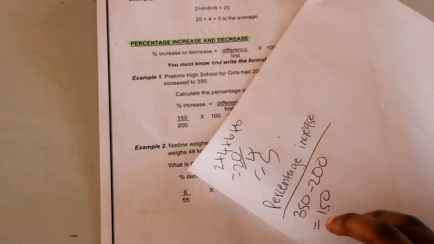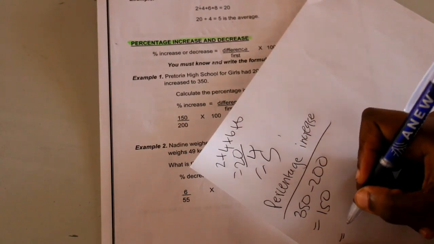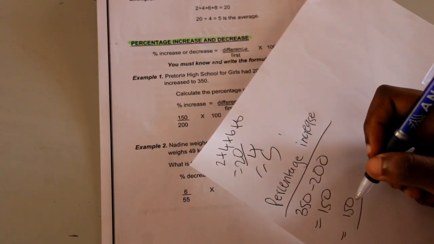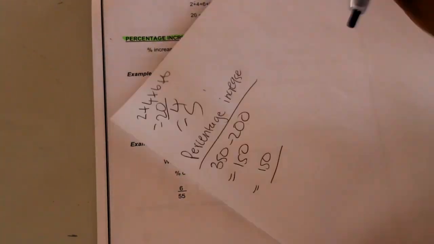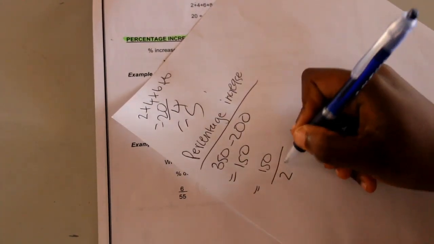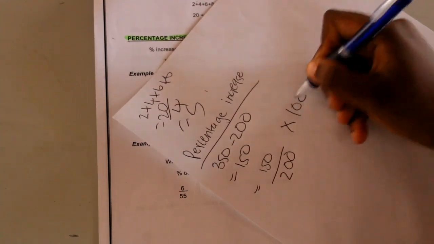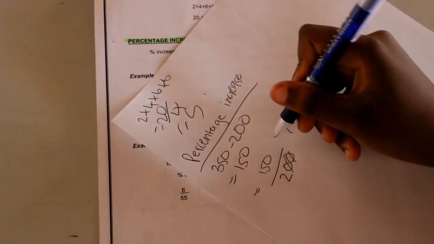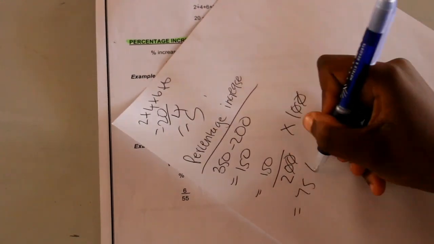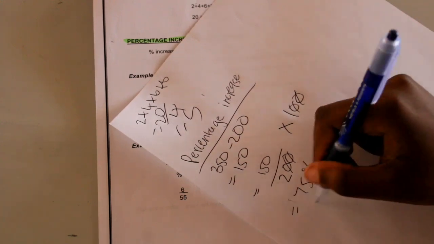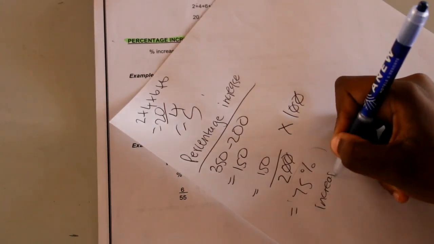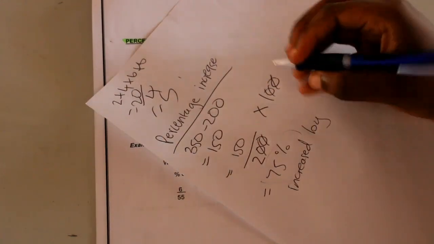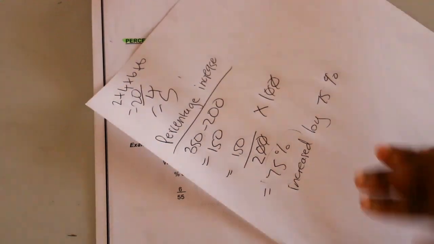Now I go back, I take this number and then I divide it by the initial number. Always use the initial number, right? So I take the difference over the initial number times 100 to find my percentage increase. I can just cancel like this. 150 divided by 2 is 75%. So it increased. You can't just leave it like this. You always say it increased by, because otherwise you did not answer the question, you just did a calculation. So it increased by 75%, right?